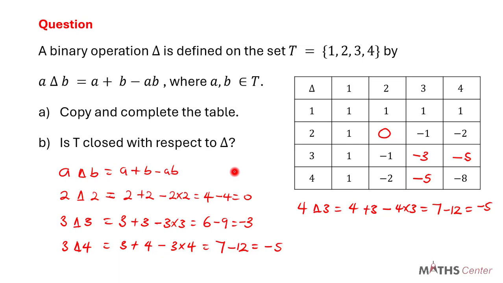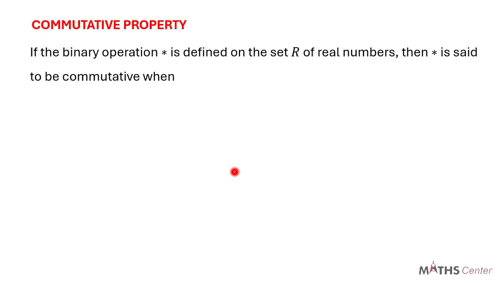Let's move on to the next property, which is the commutative property. If the binary operation star is defined on the set R of real numbers, then star is said to be commutative when A star B is equal to B star A. So if the binary operation star is commutative, then when you compute A star B, the results should be the same as when you compute B star A. Let's apply this to solve some questions.